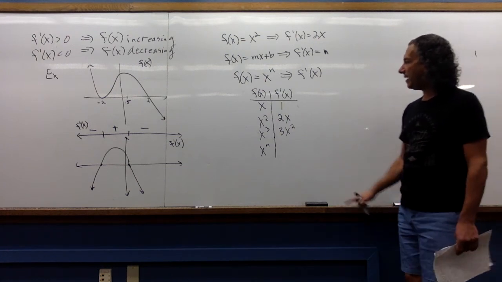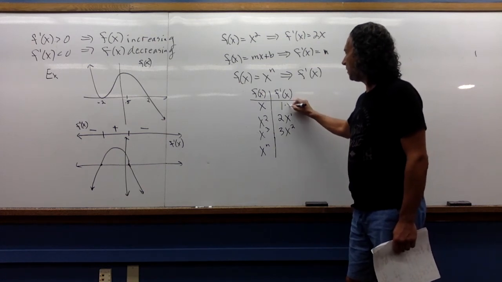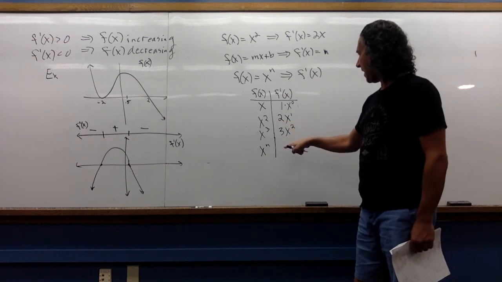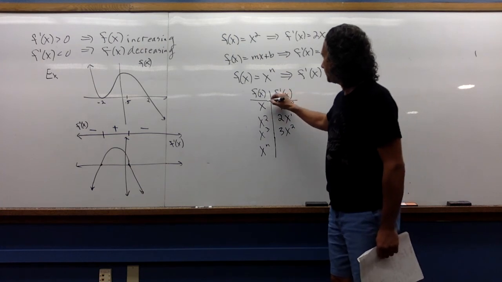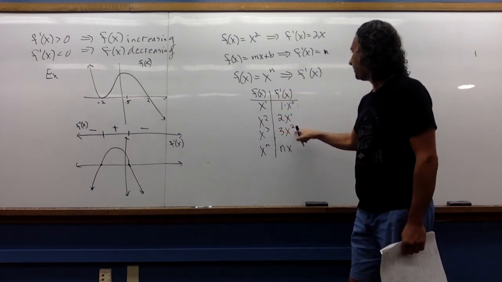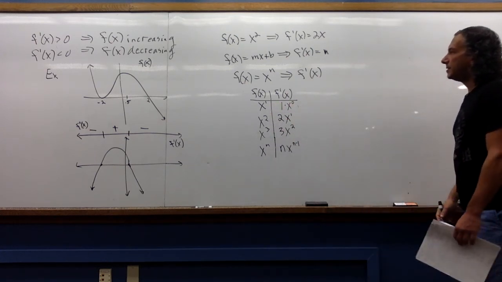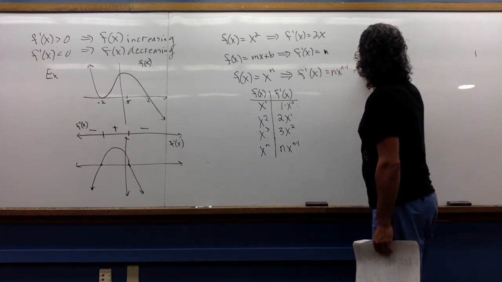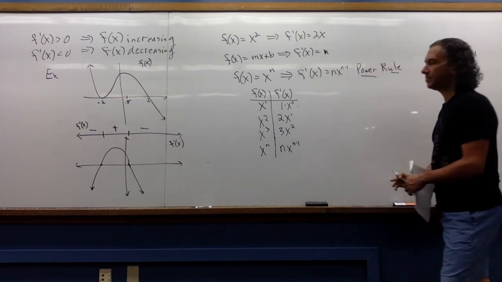Right, hopefully you thought about that. I could think of this as 2x to the first. I could think of this as 1 times x to the 0. So it looks like these guys match. Right, this is x to the first. So it looks like it's nx to the n minus 1. This is known as the power rule.